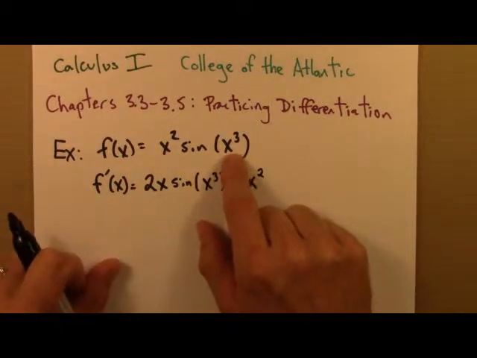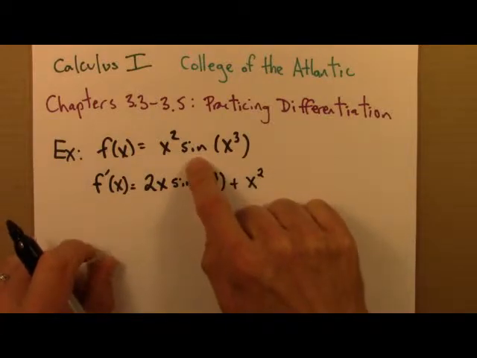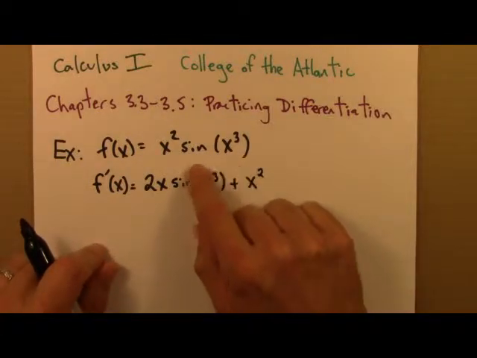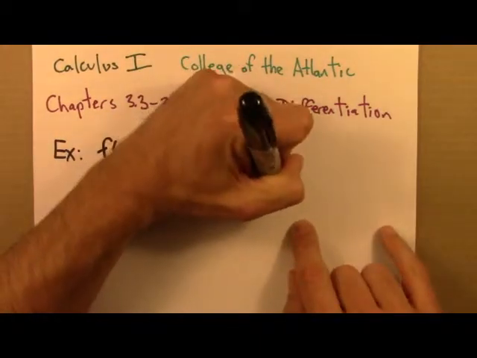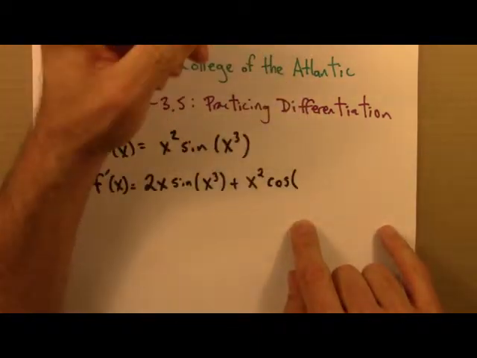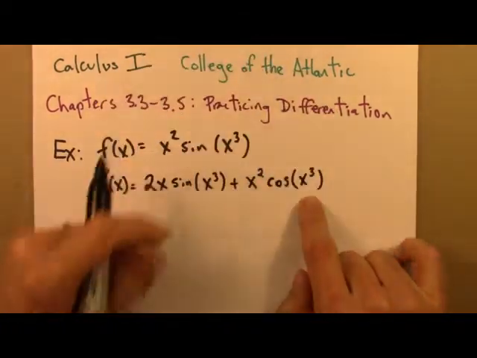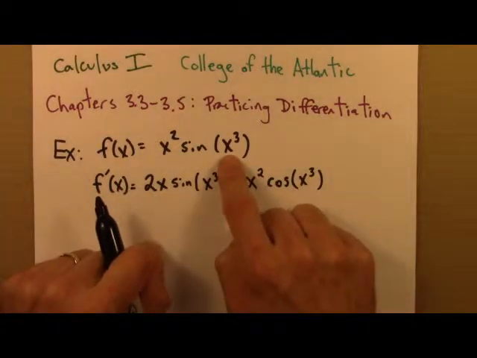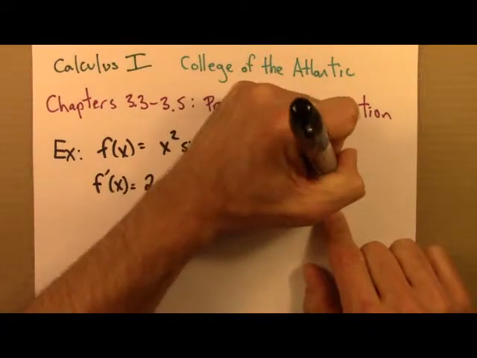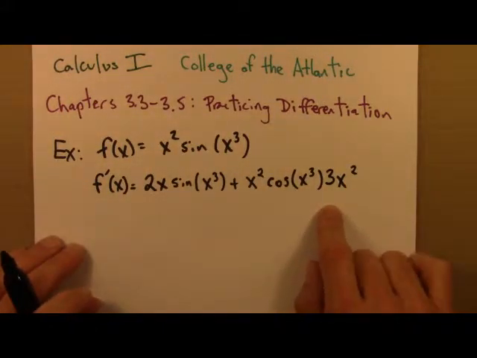So x cubed is the inner function, which we often call blah. So the question first is, what's the derivative of sine of blah? And the answer to that is cosine of blah. So we just leave blah as blah. But I'm not done. I then need to take the derivative of the inner function. The derivative of x cubed is 3x squared.